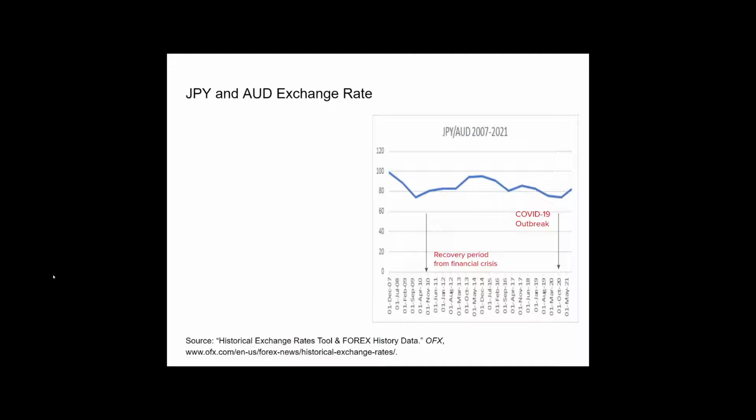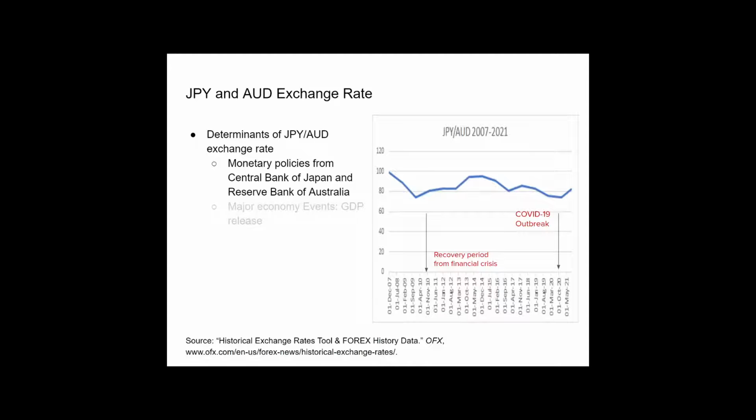The Japanese yen and Australian dollar exchange rate is a good indicator of risk on or risk off. The determinants of the Japanese yen and Australian dollar exchange rate are no different from other exchange rates. First is monetary policy from the Bank of Japan and the Reserve Bank of Australia. And second is major economic events.